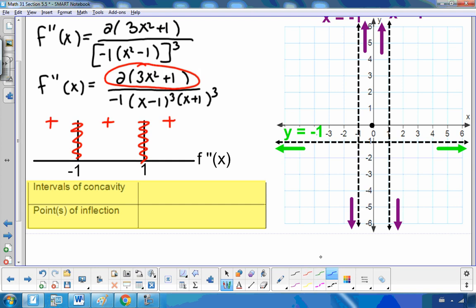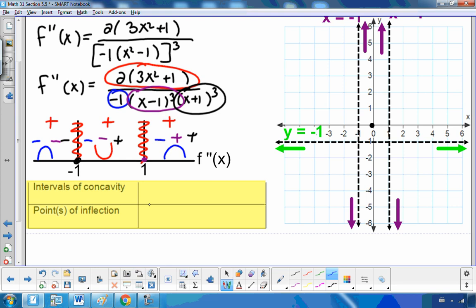Okay, in the denominator, I have a negative 1, so that will be, because it's a constant, negative in each of the intervals. X minus 1 cubed, that is 0 at positive 1. So to the left, it's negative, and to the right, it is positive. And my last factor of x plus 3, that's 0 at negative 1. So to the left, negative, to the right, positive. So here I have 3 negatives, which makes it concave down. Here I have 2 negatives, which is positive, concave up. And here 1 negative, so it is concave down.